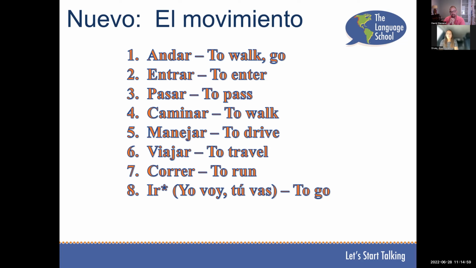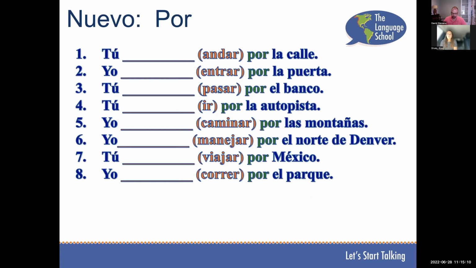We just saw it on the last slide. Ir is the verb to go, but when you conjugate it, it's yo voy or tú vas. Completely irregular. Yo voy, tú vas. For example, número uno, Alex.